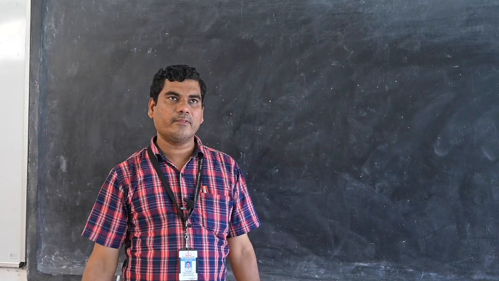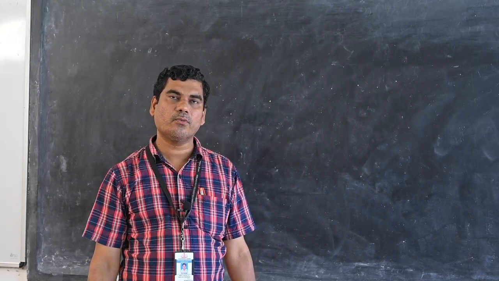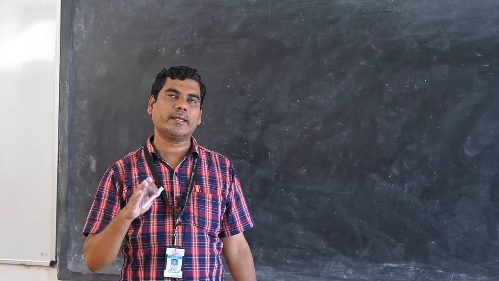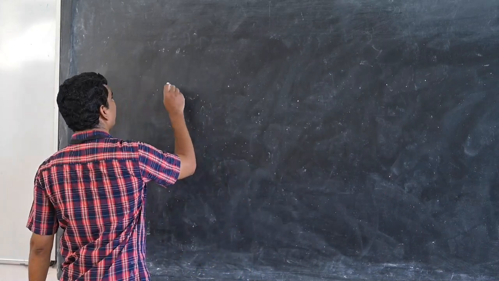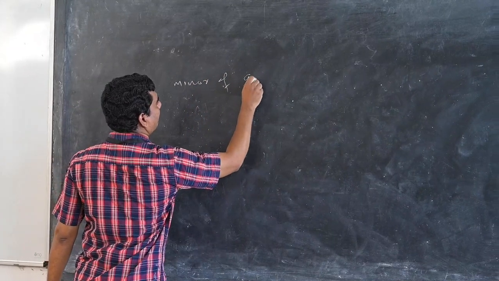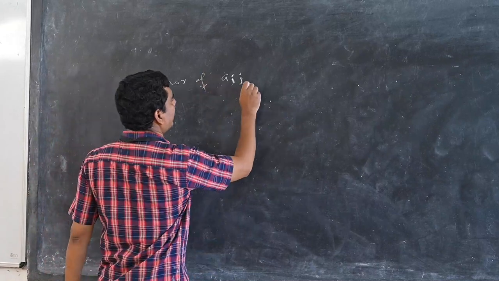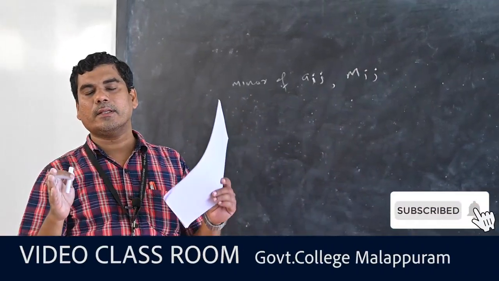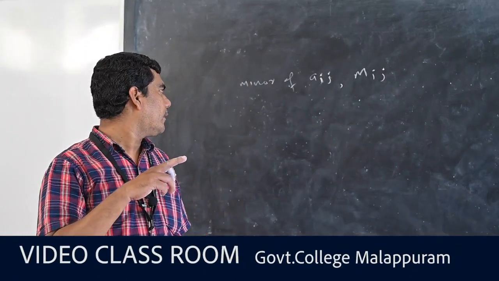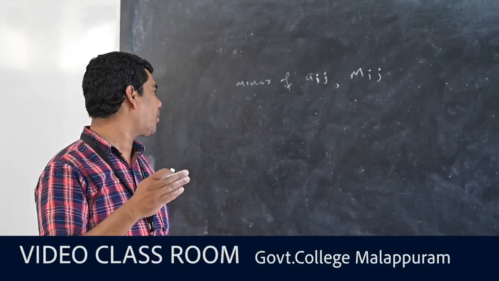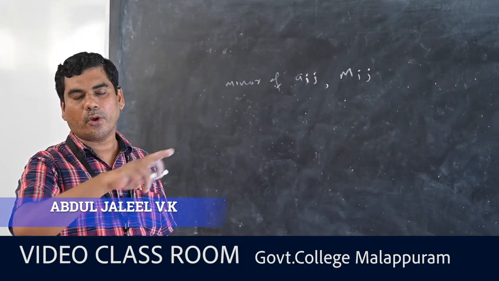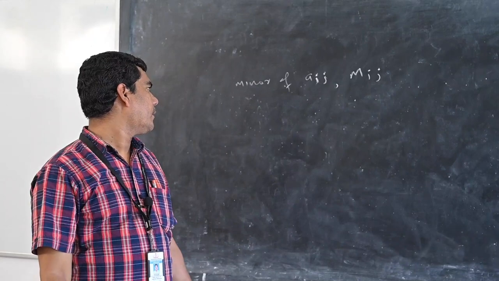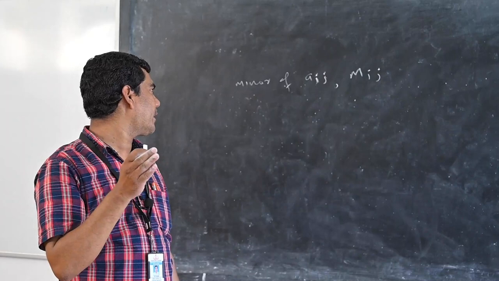Now I define the minors and cofactors of elements of a square matrix. The minor of an element Aij of a square matrix is denoted by Mij. It is the determinant of the matrix obtained by deleting the ith row and jth column, the row and column containing the element Aij. The determinant of the remaining matrix is denoted by Mij and is called the minor of the element Aij.